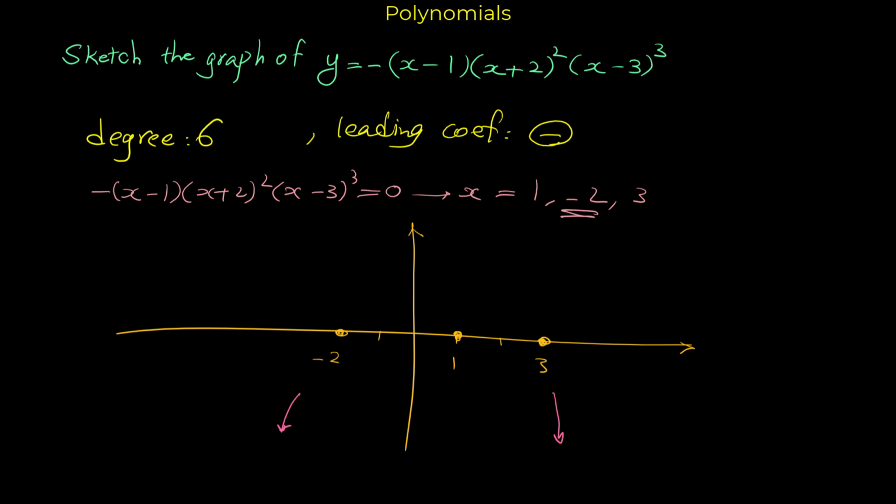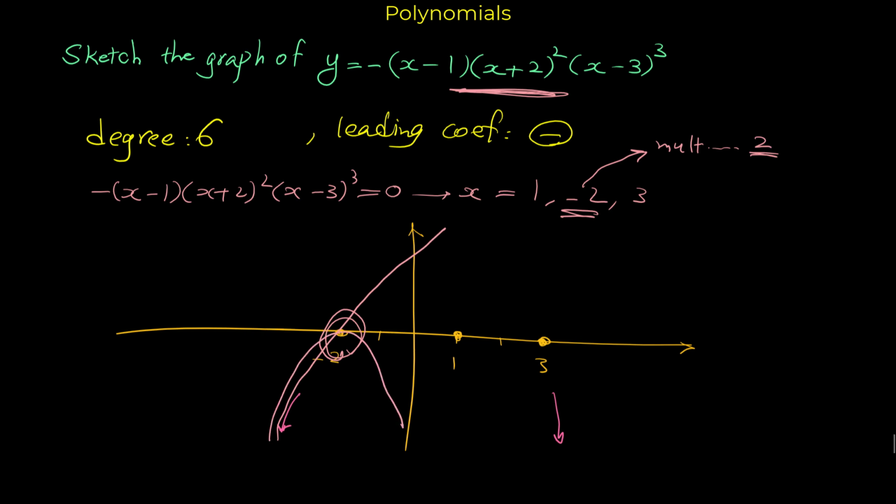Whenever you are writing a root, if it's not simple, mention it. Look at here, x plus 2 to the 2. So it is of multiplicity 2. So this is not a simple root. So we are not simply going to this point. We have to bounce here.